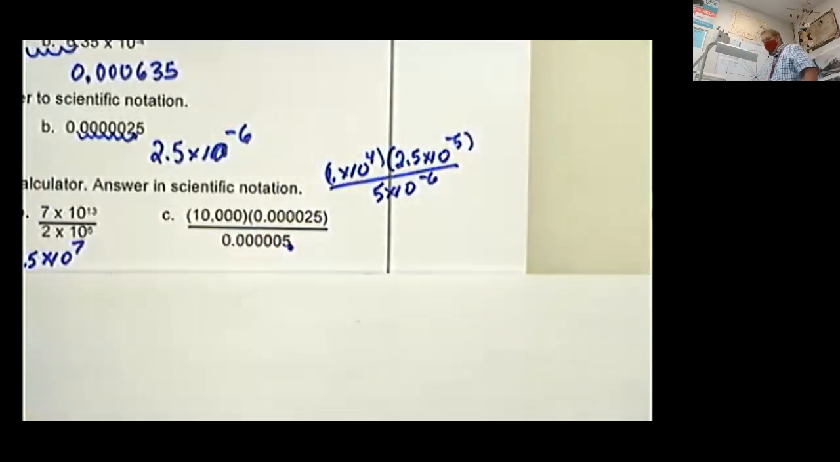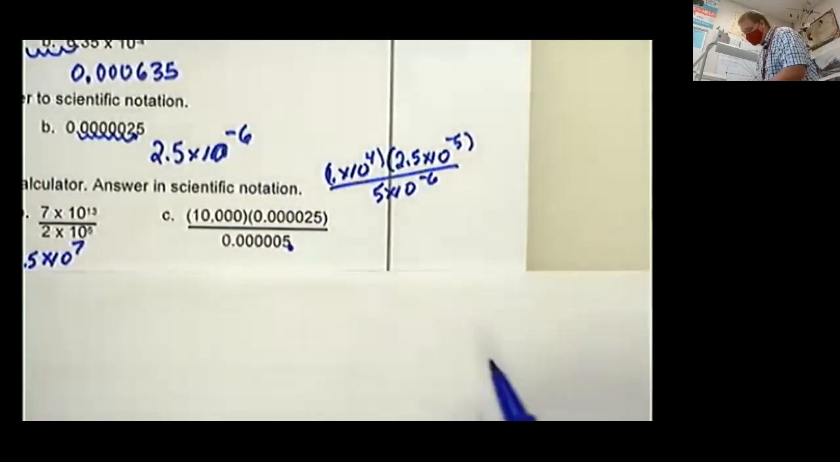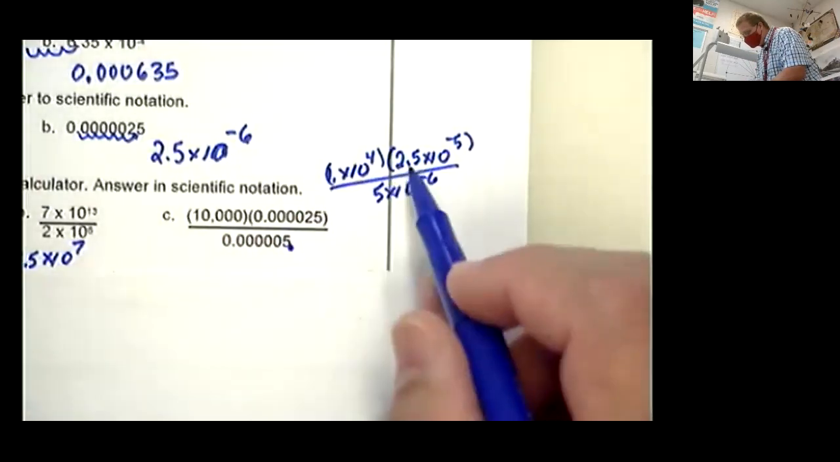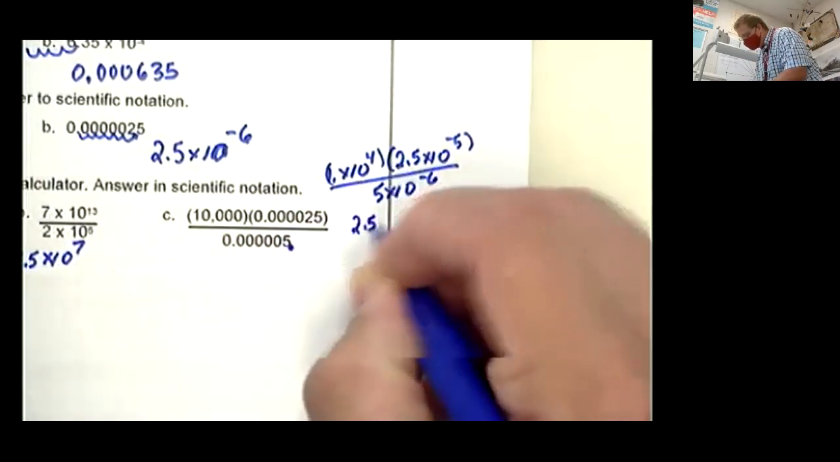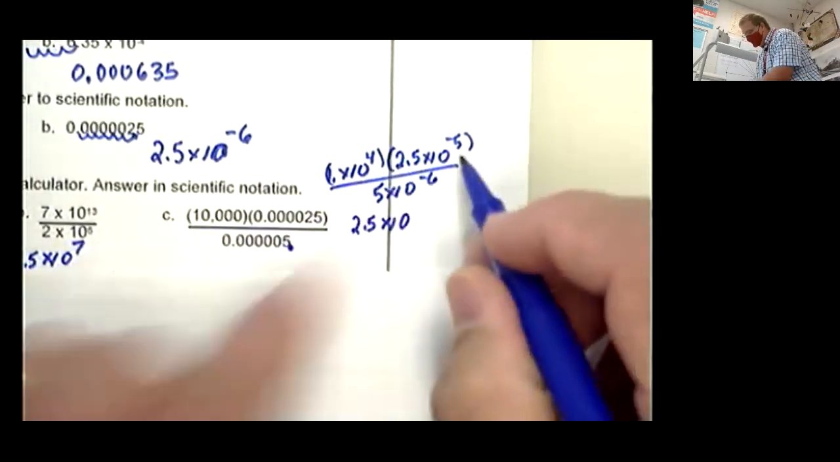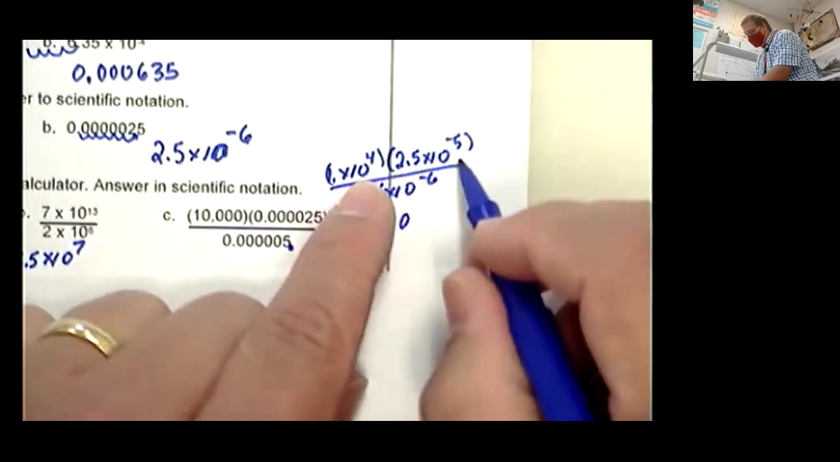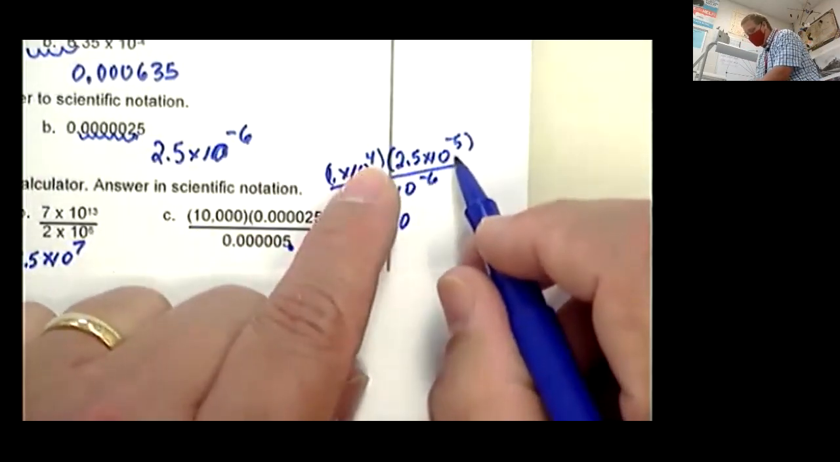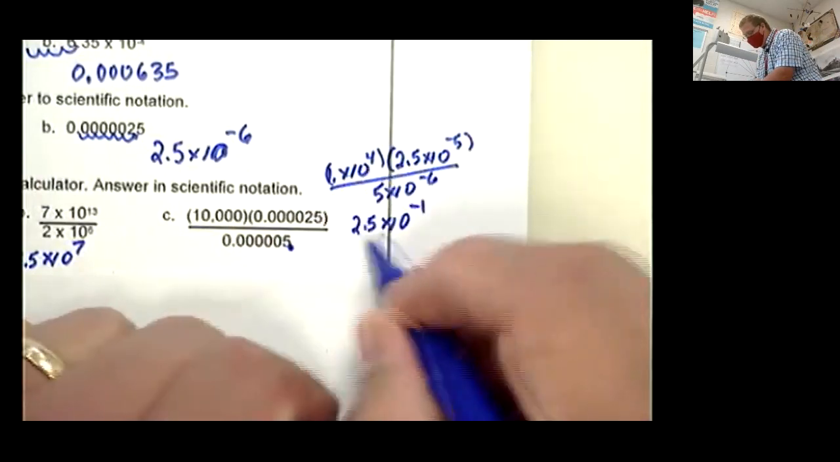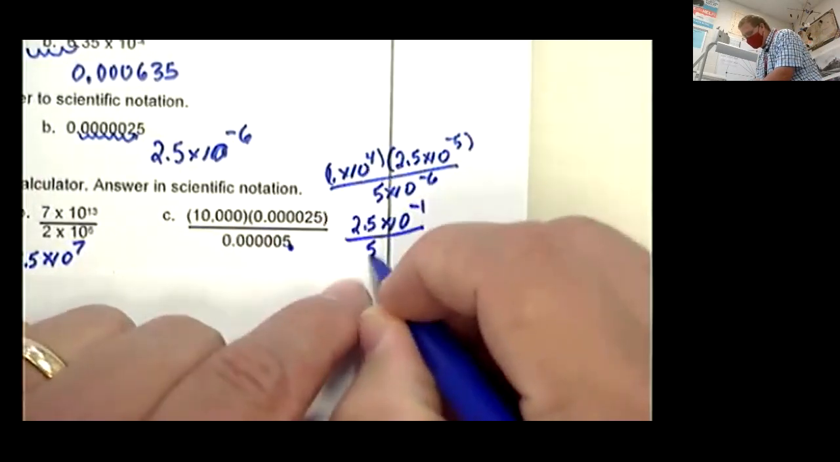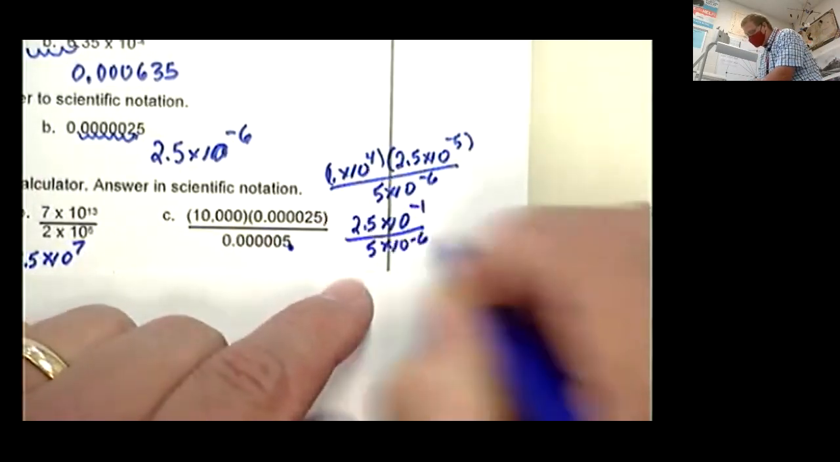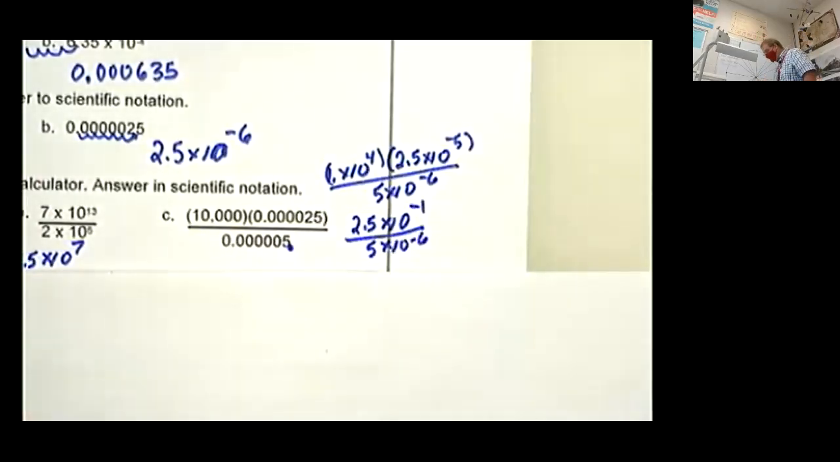Yep. Now what are we going to do? Well, let's multiply the numerator. Then we can divide. So 1 times 2.5 is 2.5 times 10. Because we're multiplying these, we're going to add the exponents. 4 plus negative 5 is negative 1. All over 5 times 10 to the negative 6. What's 2.5 divided by 5?